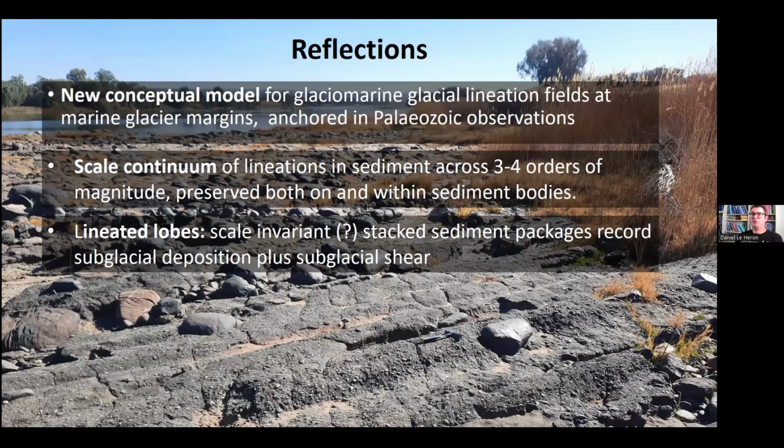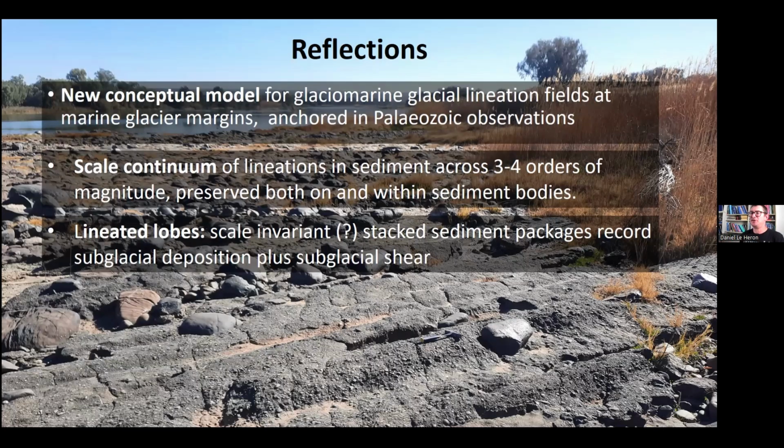I'd like to give you a few reflections on things. I had hoped to animate this, but obviously I was at the limits of my technological capabilities today. Just three points really to take away for us. That we can develop a new conceptual model for how these glacial lineation fields develop in marine glacier margins, and we can anchor that in Paleozoic observations.